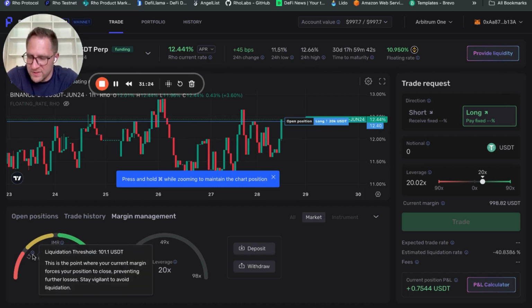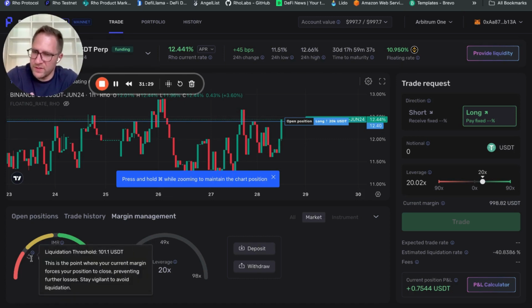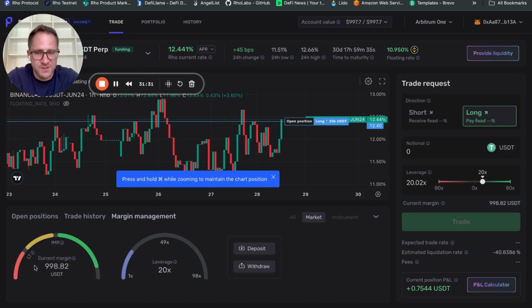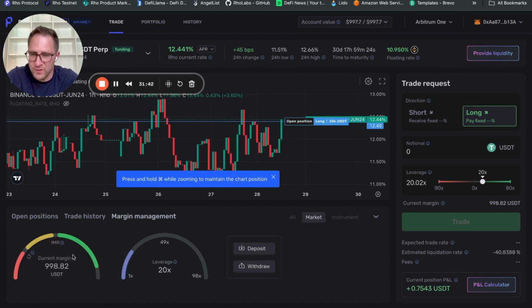If you fall under the liquidation threshold, so in my case, if I lose a lot of money and I end up below 101 USDT, then my position can actually get liquidated. That's suboptimal. So again, the recommendation is keep above the IMR in most of the cases, and definitely in all cases, keep your collateral above the liquidation threshold for the given position you're supporting.